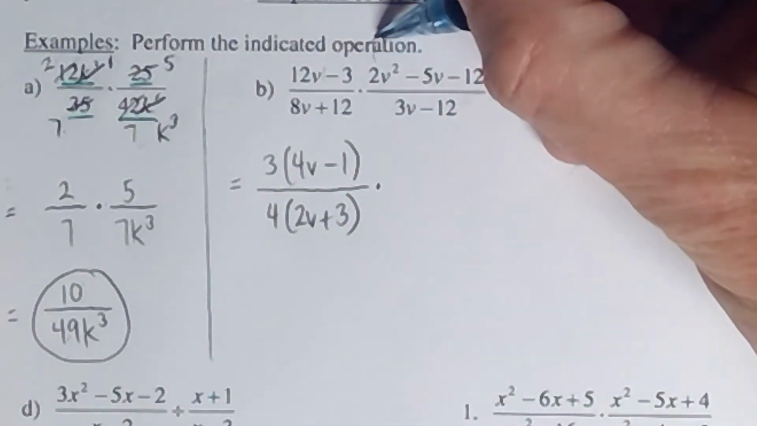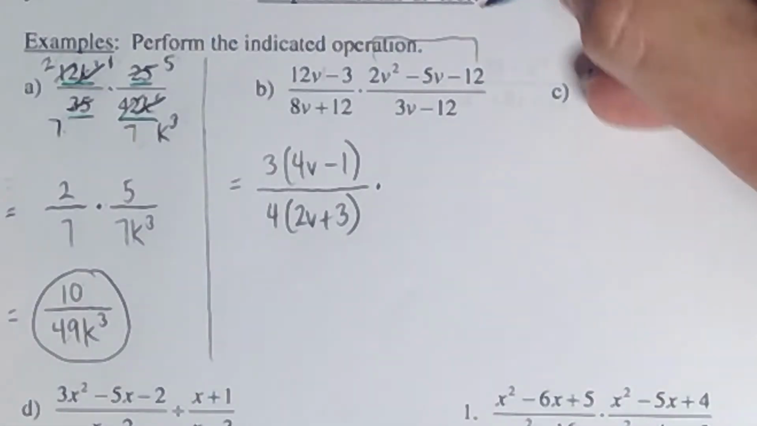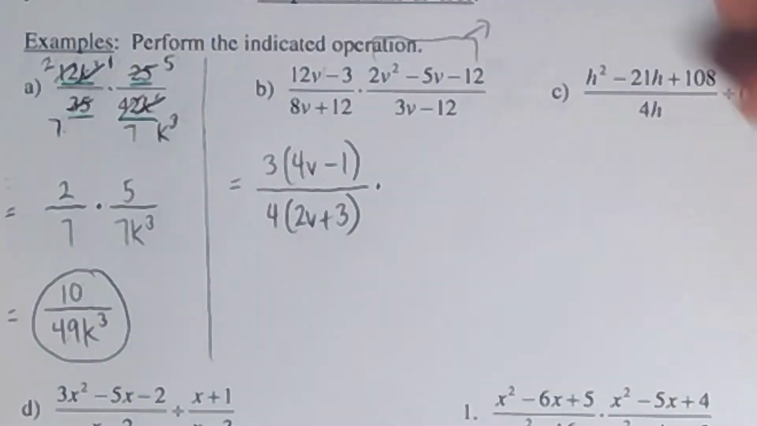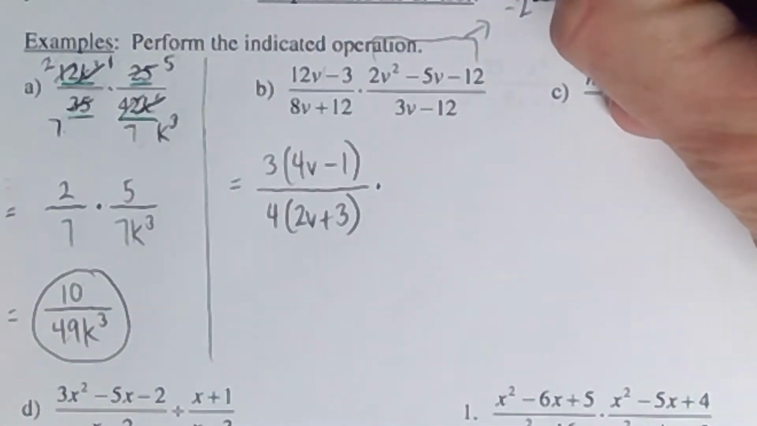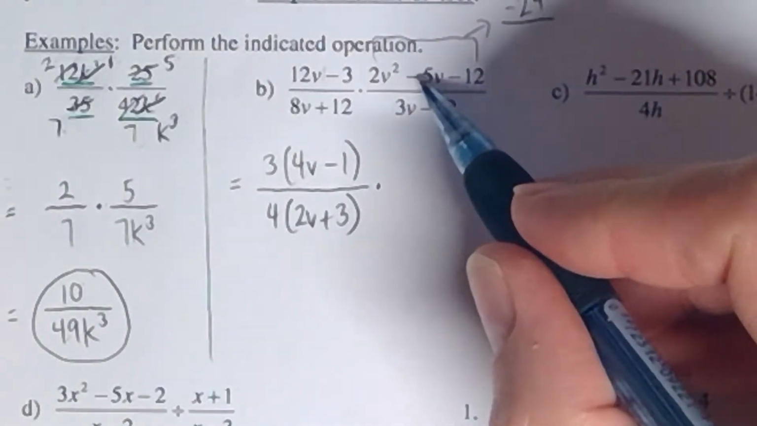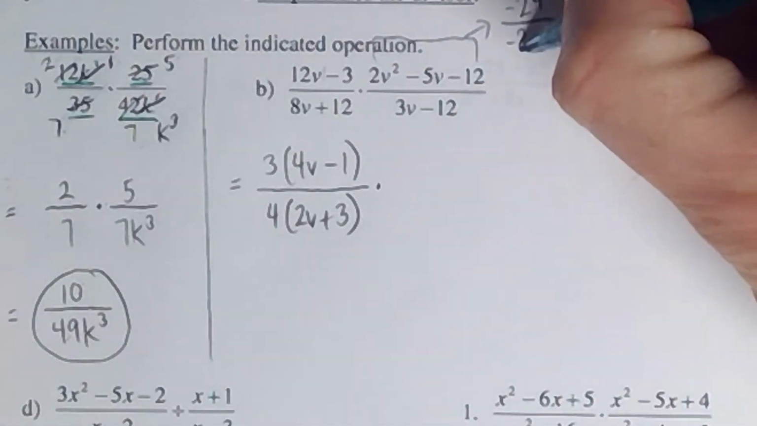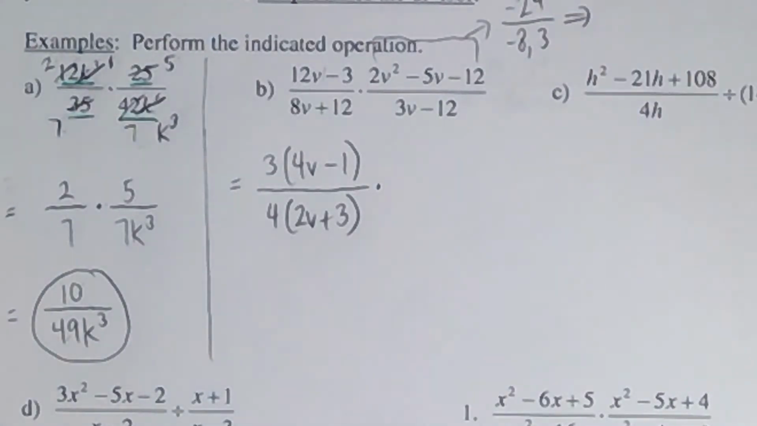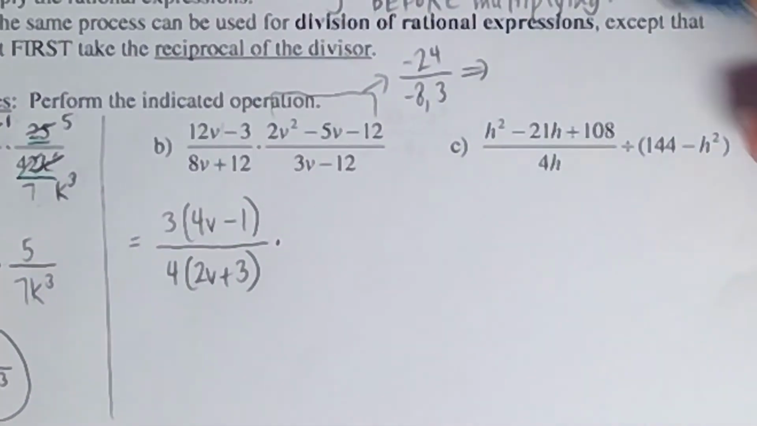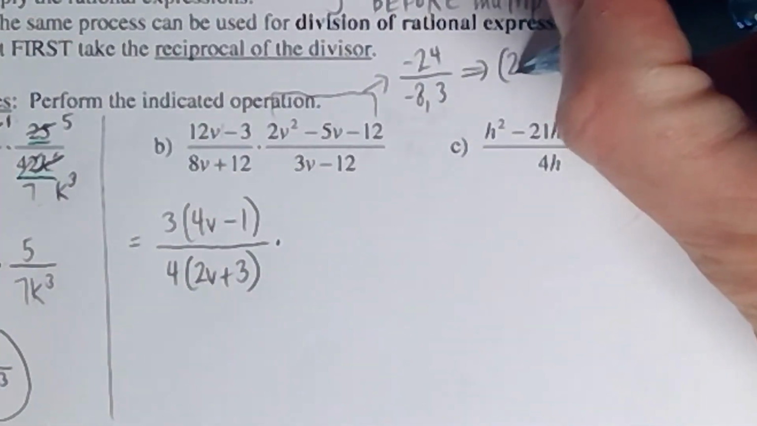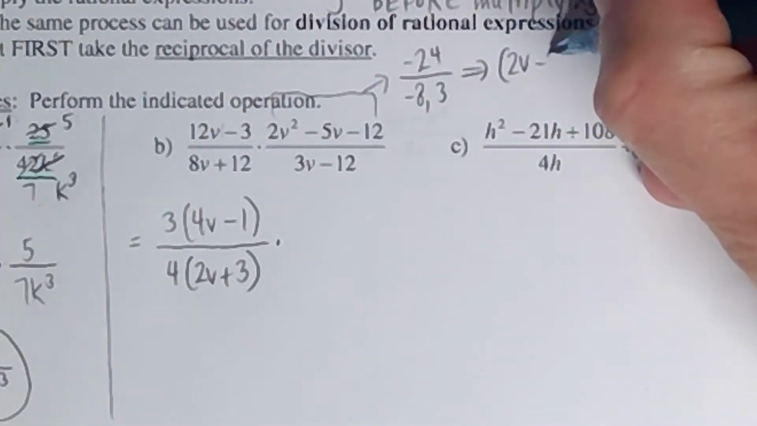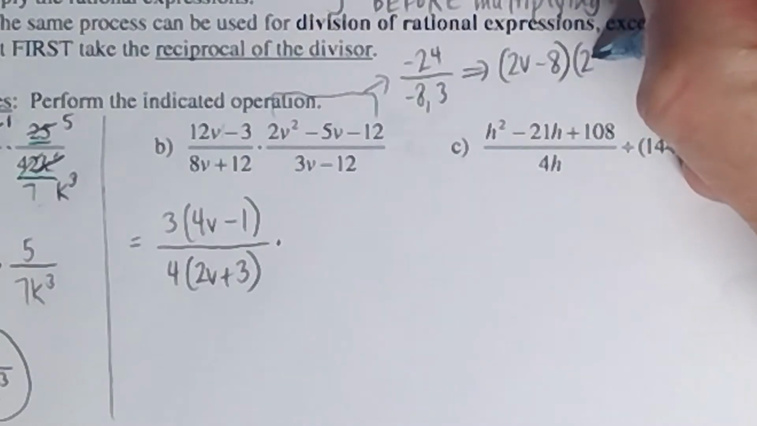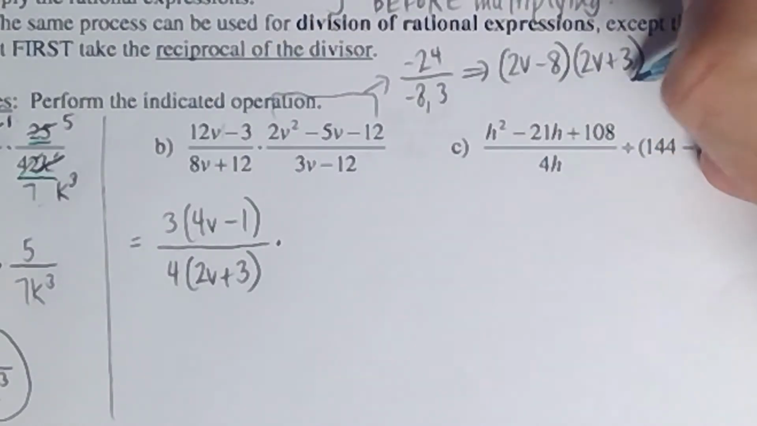Here, 2 times negative 12 is negative 24. And the two numbers that multiply to negative 24 and add up to negative 5 would be negative 8 and 3. And so that would be 2v minus 8 and 2v plus 3. But that's just the first step of the Berry method.